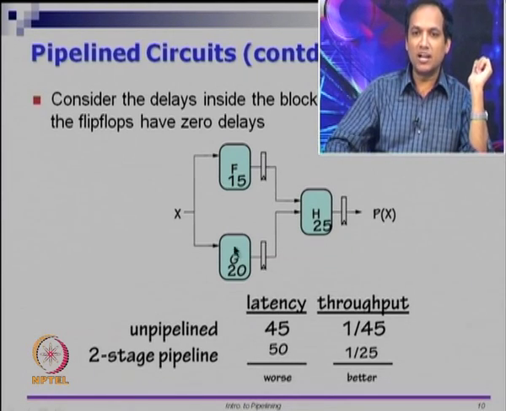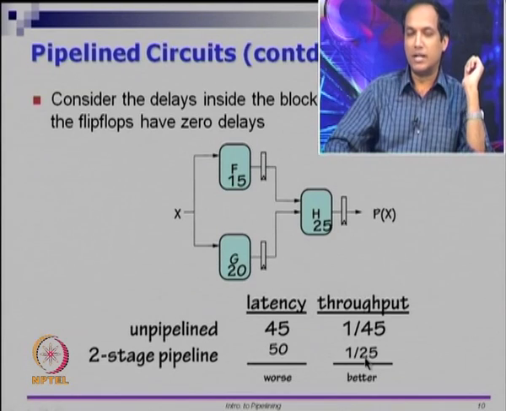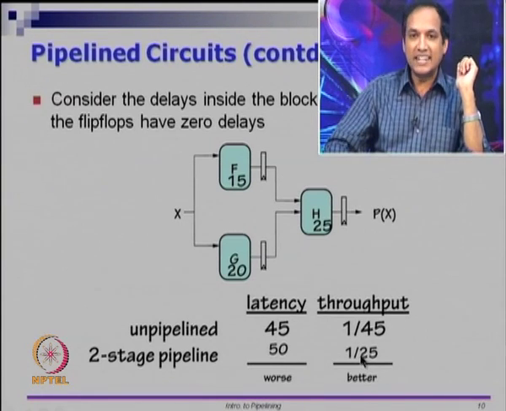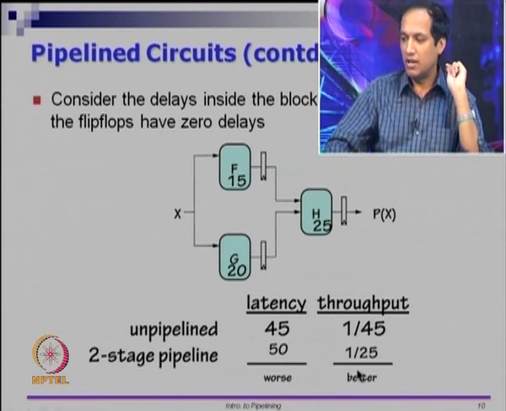If I give an input here, it will take 50 time units for P of X to be ready. So the latency has increased, however, the throughput is such that every 25 time units I can give an input. So it is 1 by 25. So earlier we had 1 over 60 loads per minute, here I can give 1 by 25 inputs per time unit. So the latency, even though it increases, the throughput of a pipeline system improves.